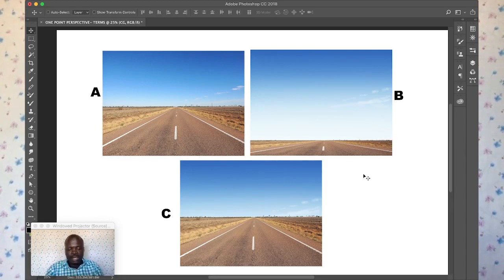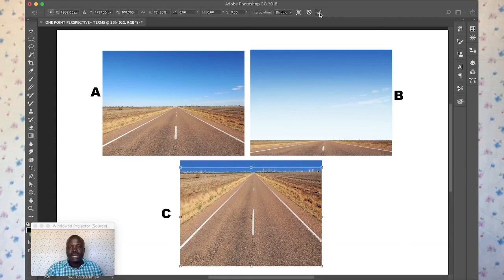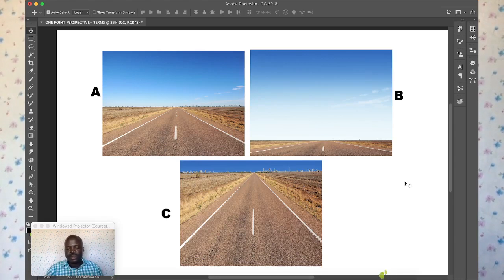Let us now see in image C what happens when we raise the horizon line. And there you have it. It appears like the person who took this photograph was standing way above the ground, as if he was on top of a tree. So as an artist, when you want to draw things to appear like they were being viewed from above, then you simply draw your horizon line high. All right, so that is the effect of the horizon line going higher or lower.